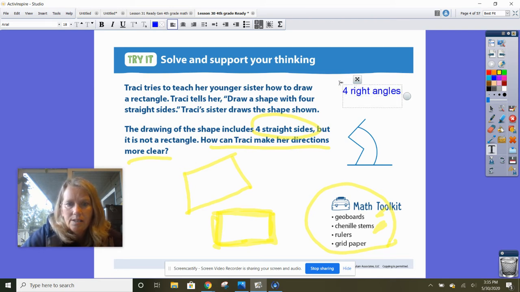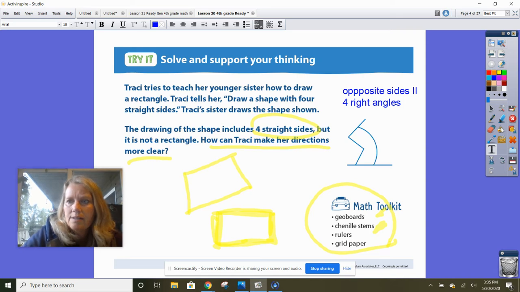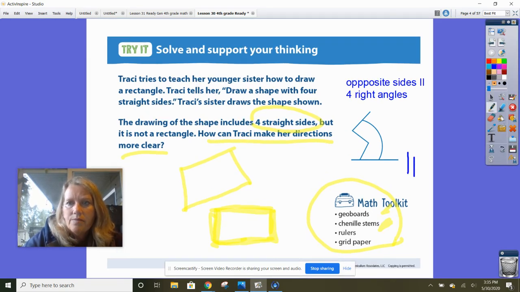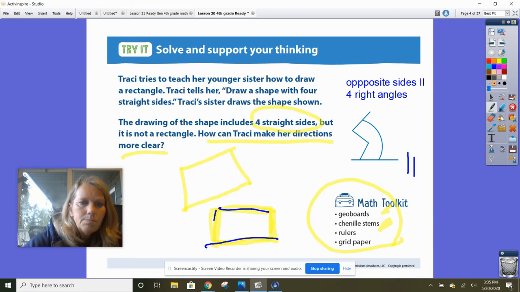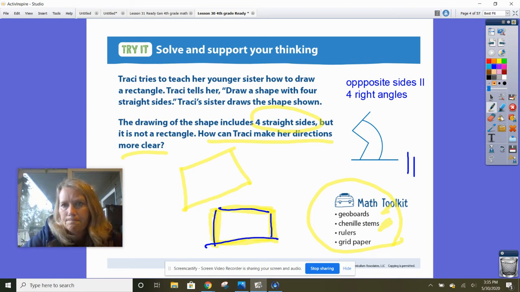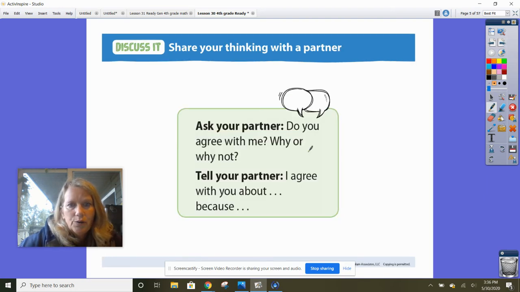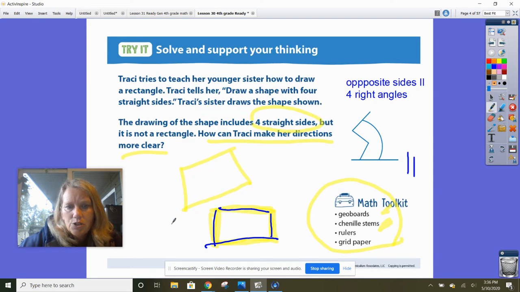That's very specific. You need opposite sides parallel. That's the symbol for parallel, 2 lines like that. It means parallel. So the opposite sides are parallel, equal distance apart, and then you get 4 right angles. Okay, and 4 sides. You don't have to have congruent sides. You can, because a square is a rectangle. So do you agree with me? Why or why not? I agree with you because.